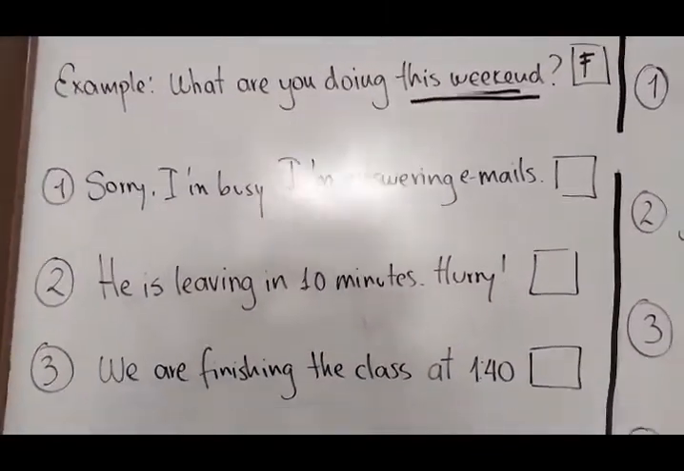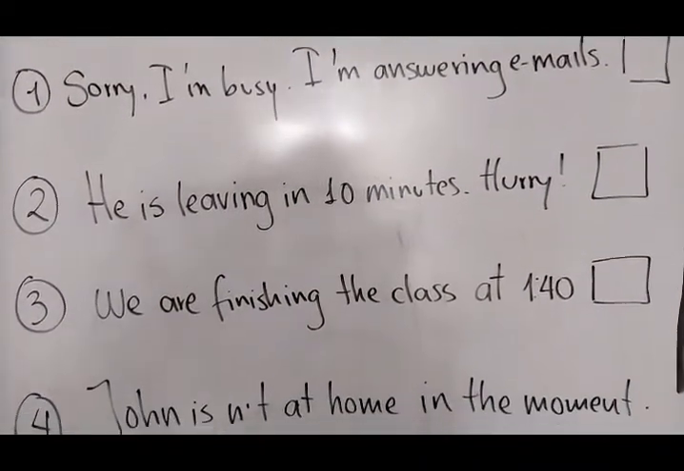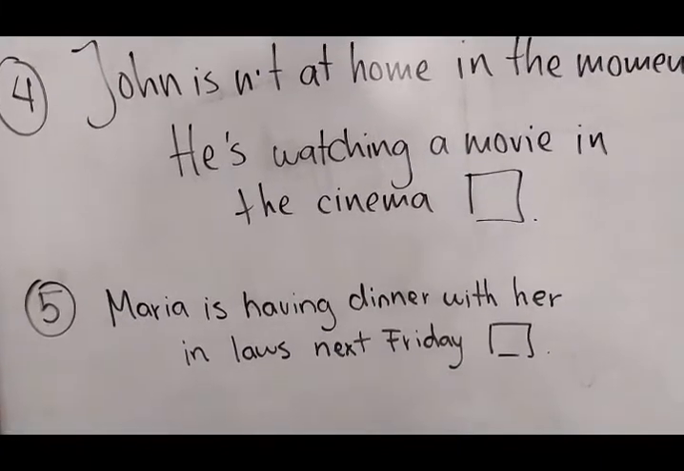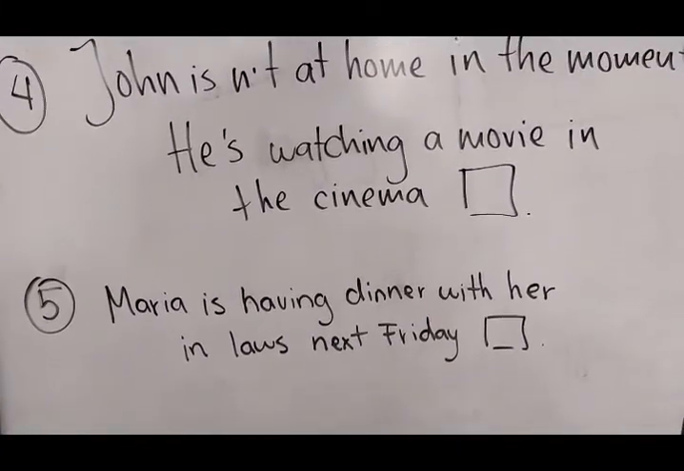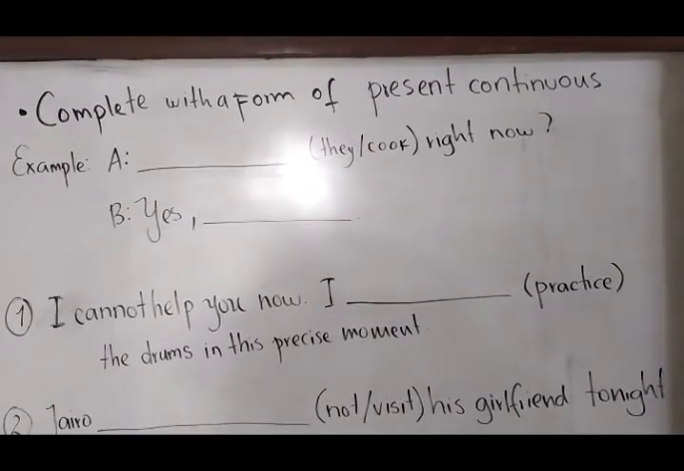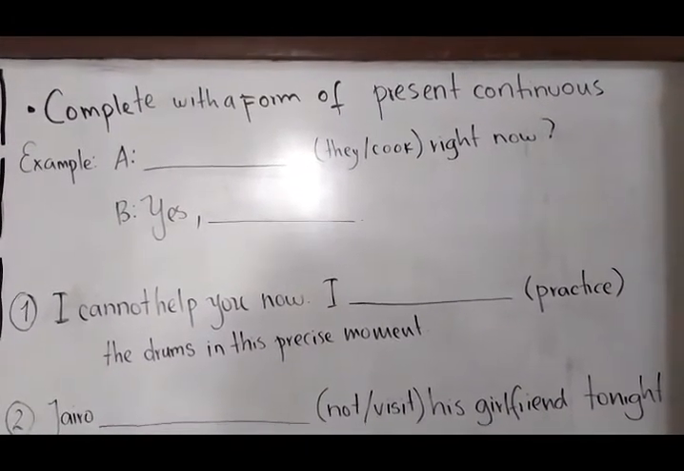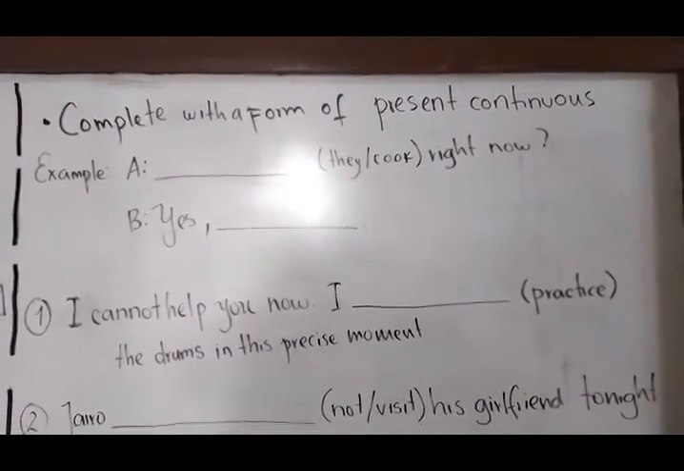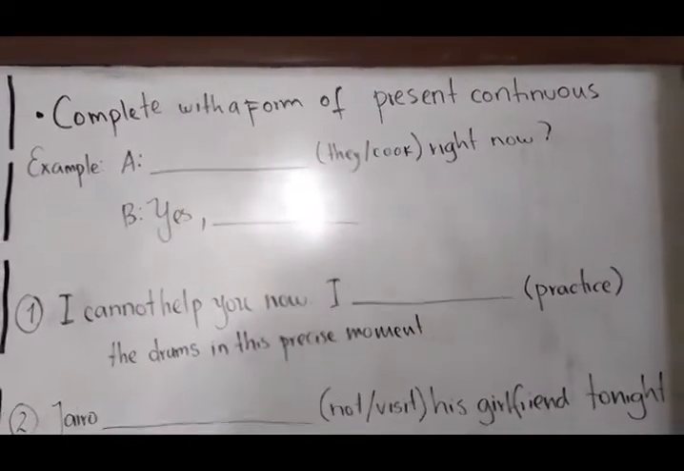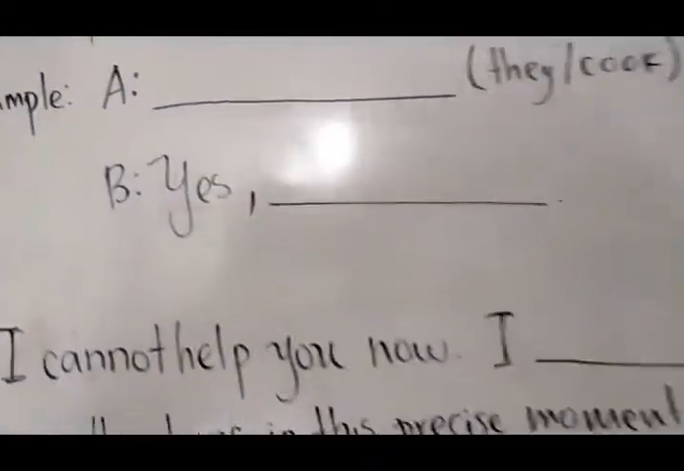So we're going to go over the other examples. So you are going to decide if it is a future action or a present action, an action that is happening in the moment. So pause the video, complete the activity, and write your answers in the comments of this video. For the second part of the activity, you are going to complete with a form of the present continuous. Remember that in present you have affirmative, you have negative, and you have question. So you are going to complete with a form.